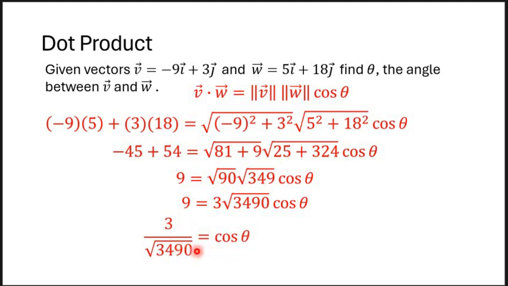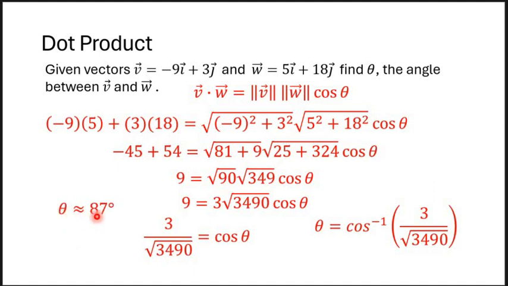So the cosine of theta is 3 over the square root of 3,490, which means theta itself is the arc cosine of 3 over the square root of 3,490. When I type this into a calculator, I get that theta is approximately 87 degrees. So I use this formula to find the angle theta between the two vectors.